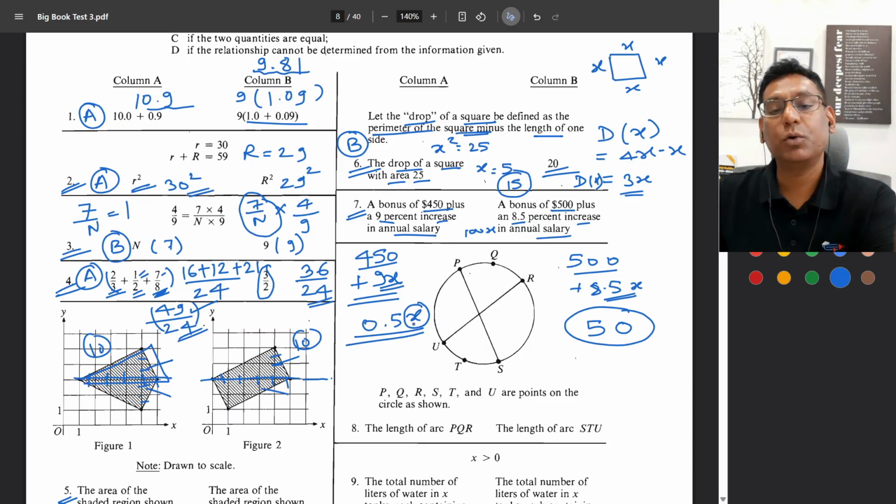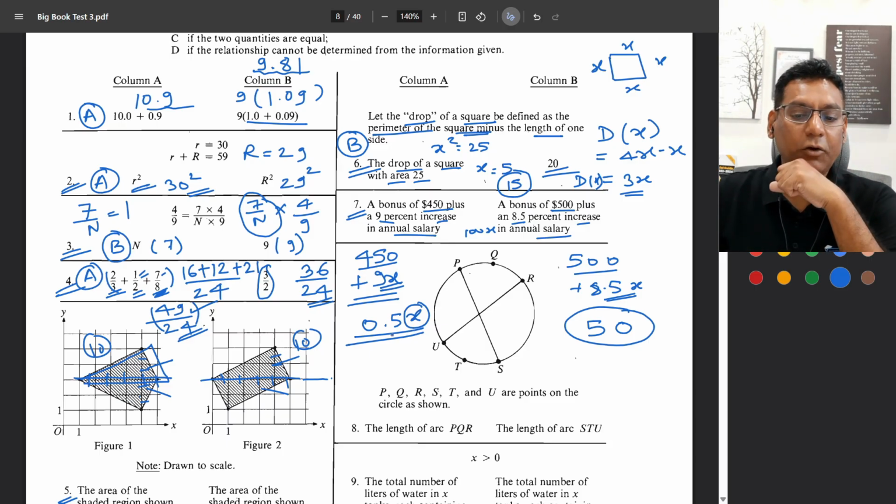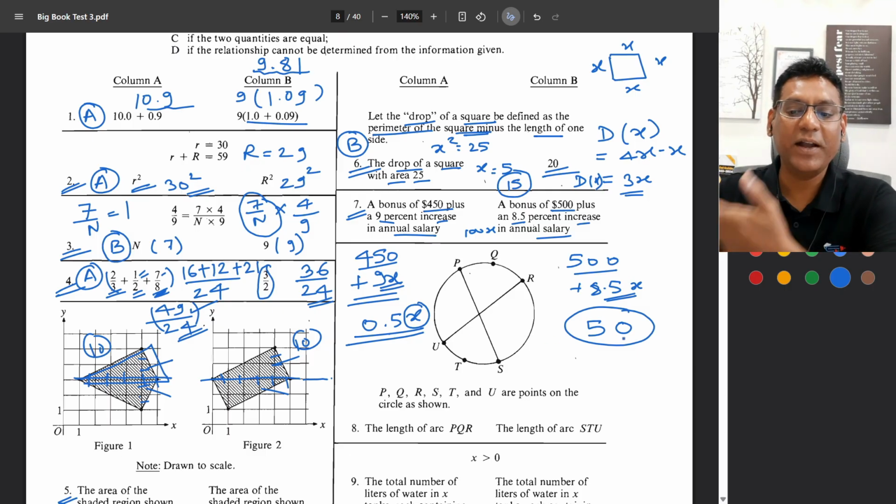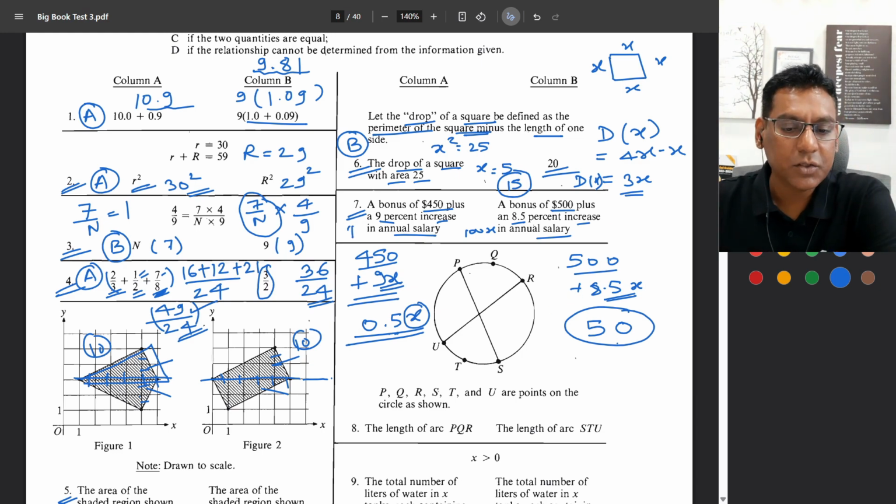Let's say if my salary was $1 million. Obviously, then half percent of that is going to be quite big as compared to 50. But let's say if my salary was only $100. In that case, this is only going to be half a dollar, whereas this is going to be $50. So it could go either way. I can't really determine. So the answer is going to be answer choice D.